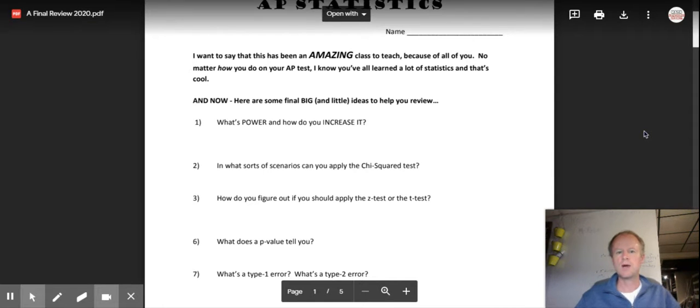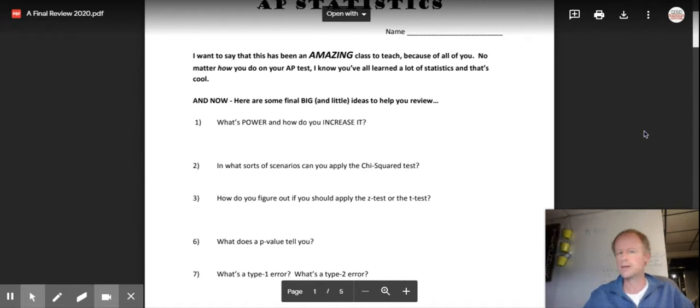Question three, how do you figure out if you should apply a z-test or a t-test? This is important, kind of a big concept, big idea, so make sure you know this. Anytime I am going to deal with proportions, one proportion or two proportions, I'm going to use a z-test. Anytime I'm going to have means, either a single mean, differences of means, things like that, we're going to use a t-test, sorry. So z-test is proportions, t-test is means.